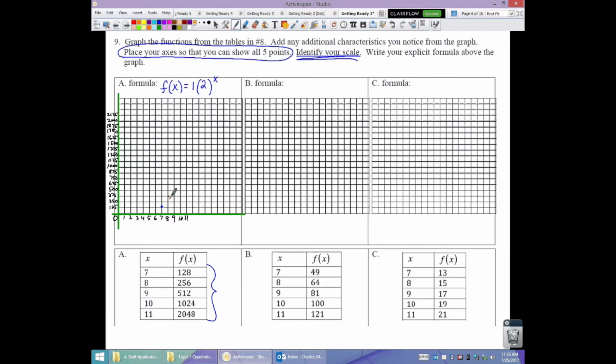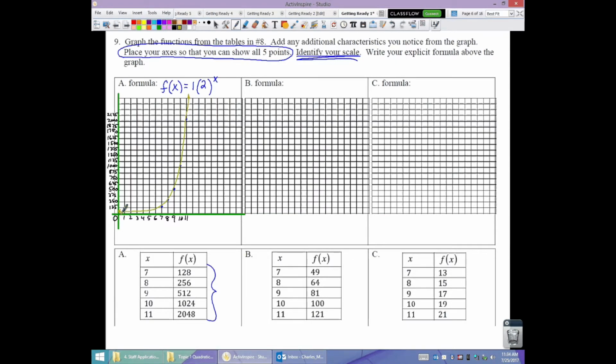8, 256, 9, 512, 10, 1024, and 11, 2048. And this is not a scenario problem. It doesn't have some special meaning that I need to be aware of. So I'm going to go ahead and connect that as a continuous curve. But I have to show the 5 points in the table.